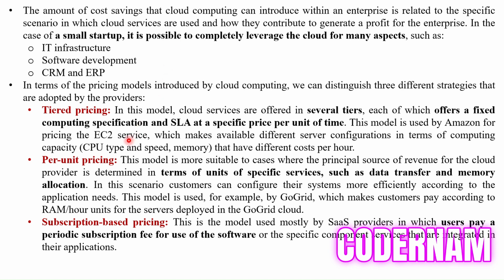In tiered pricing, cloud services are offered in several tiers, each of which offers a fixed computing specification and SLA at a specific price per unit time. Per unit pricing is suitable in most cases where the principal source of revenue for the cloud provider is determined in terms of units of specific services, such as data transfer or memory allocation. Subscription based pricing is most usually used by SaaS providers, in which users pay a periodic subscription fee for the use of the software.